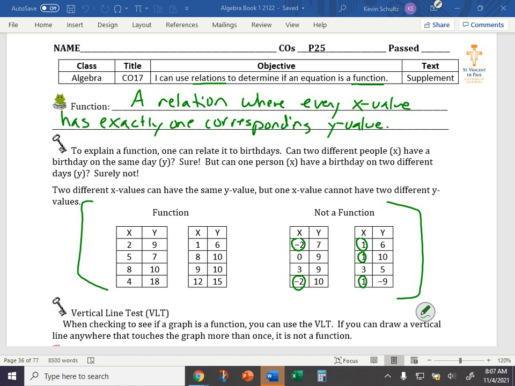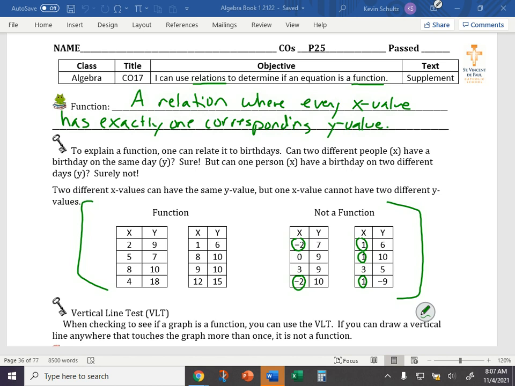Looking at our function tables here, notice the x values in both tables, they're all what? Different. They're all different, okay? In the first one, when x is 2, y is 9, one corresponding y. When x is 5, y is 7. When x is 8, y is 10. When x is 4, y is 18. Okay? In the second one, when x is 1, y is 6. When x is 8, y is 10. When x is 9, y is 10. When x is 12, y is 15.